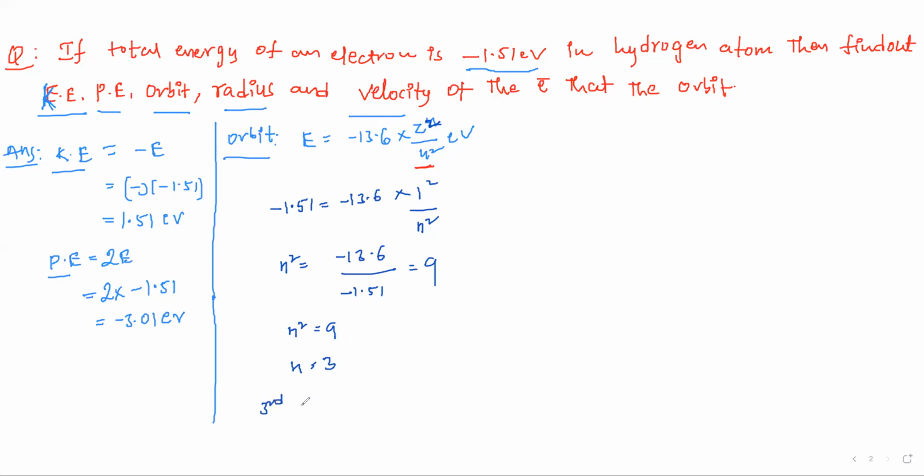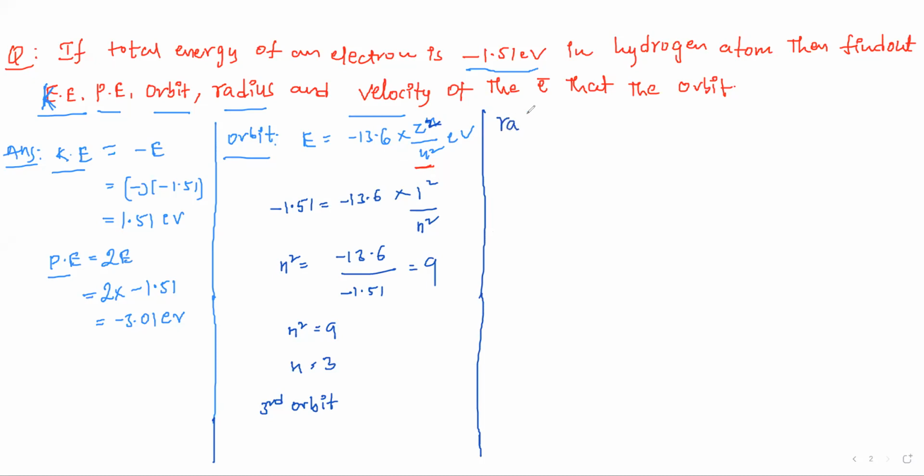The electron will be in the third orbit. Is it clear? From the energy of an electron only, we can calculate in which orbit the electron is present. Okay, that is N. And next, we calculated kinetic energy, potential energy, orbit, and next the radius.